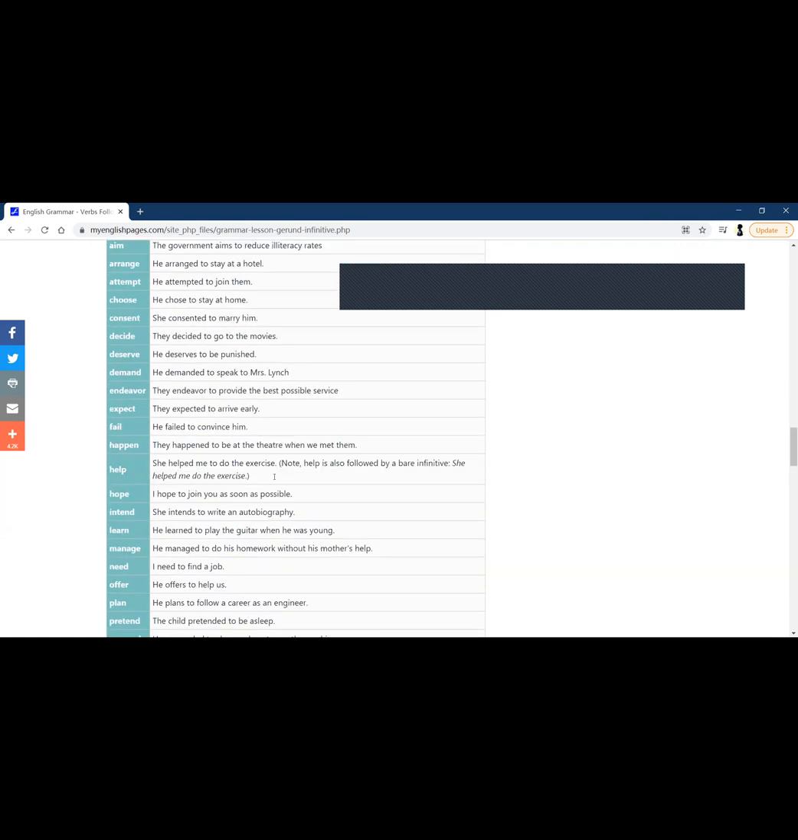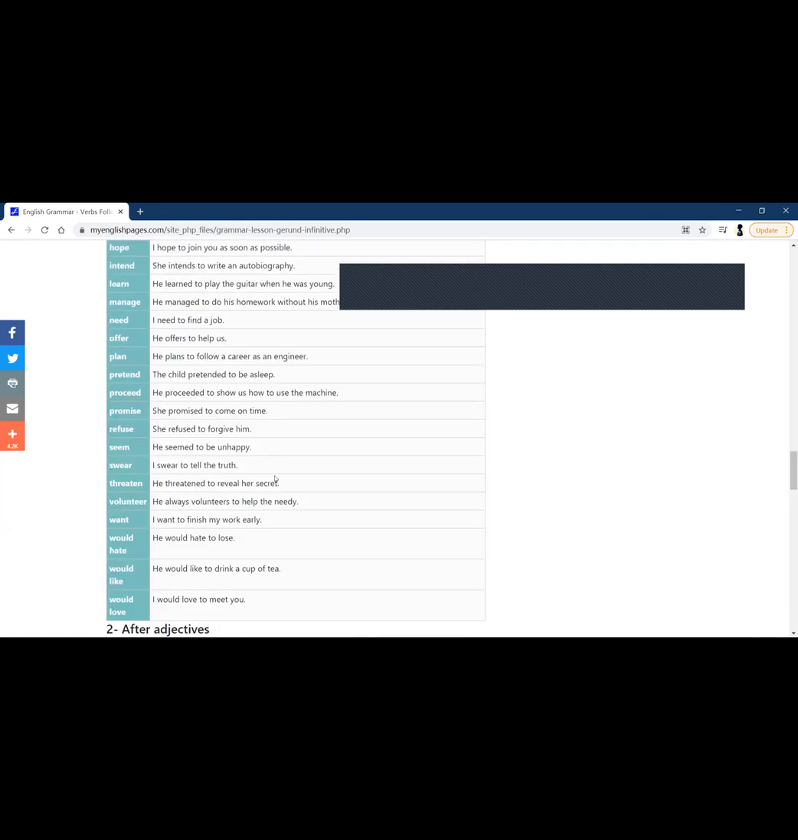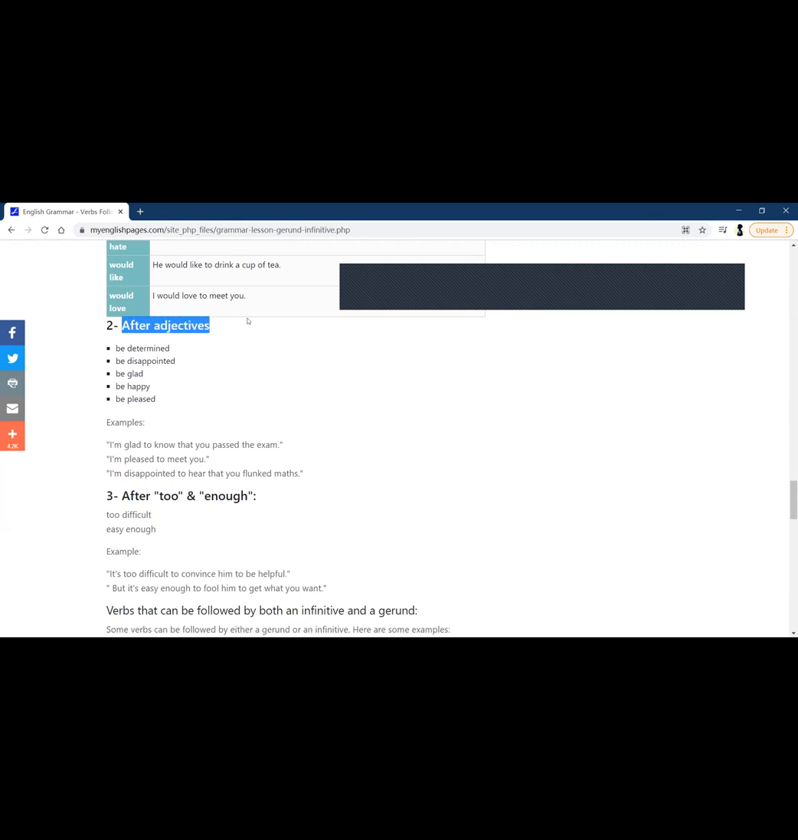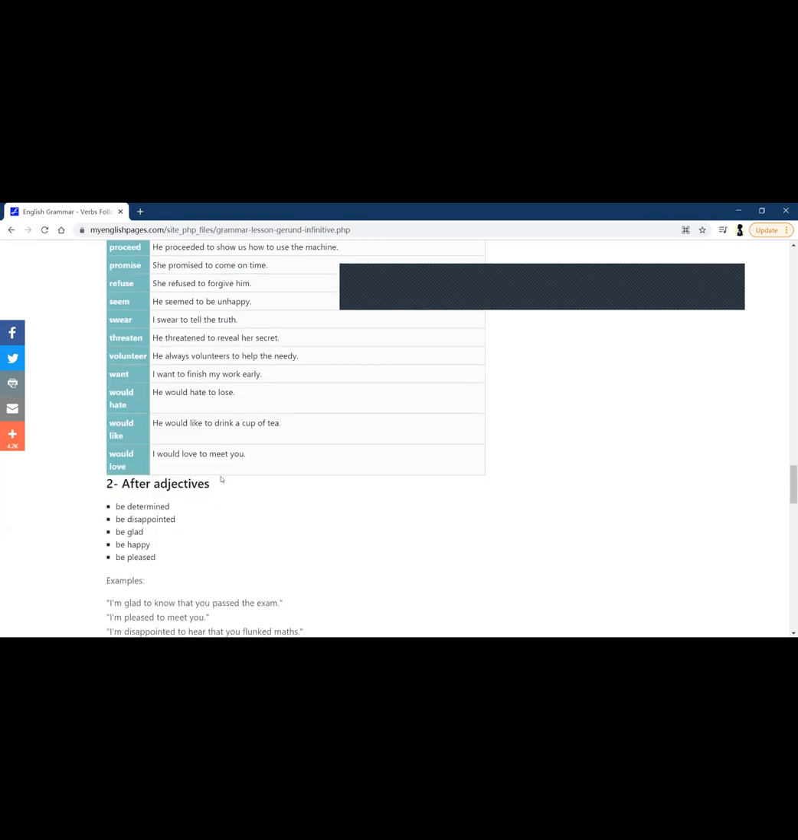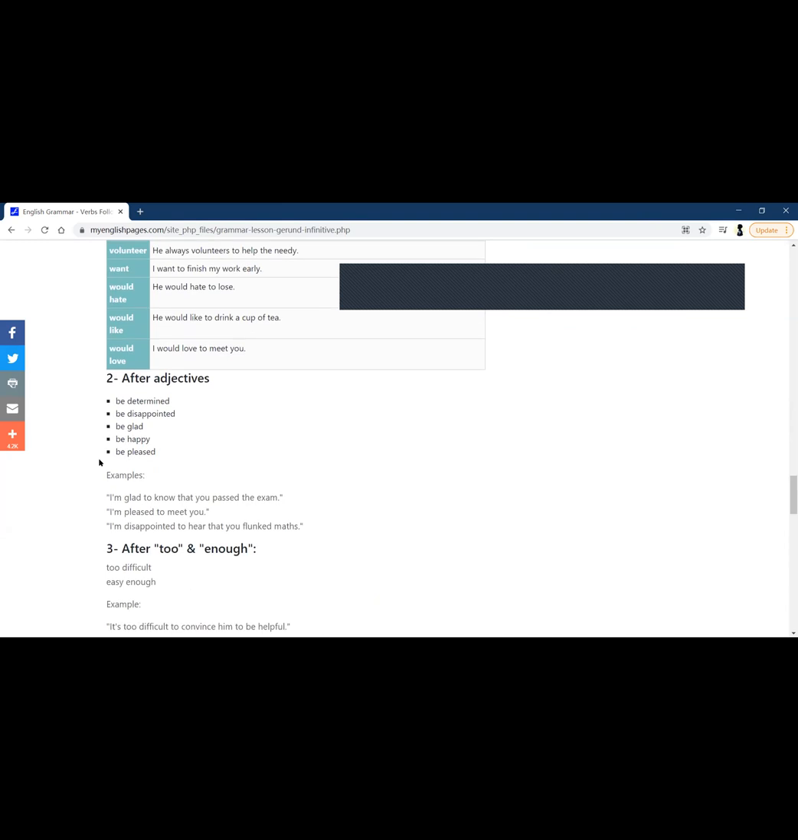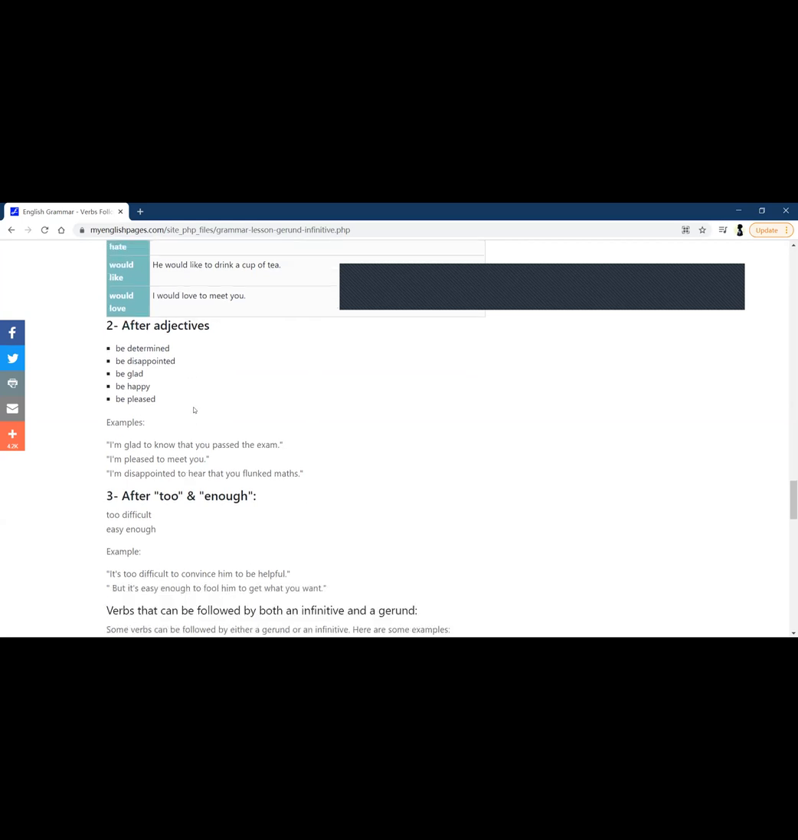And I don't think we'll waste time on that. We can just enter the section. We can use infinitives after adjectives. It is the simplest use of infinitives. So it's blah blah blah to do something. For example, be determined to do something.